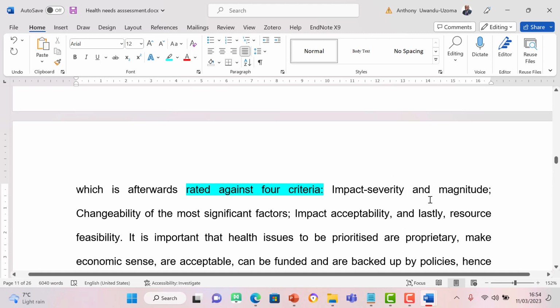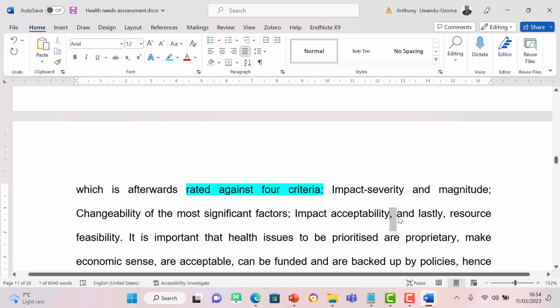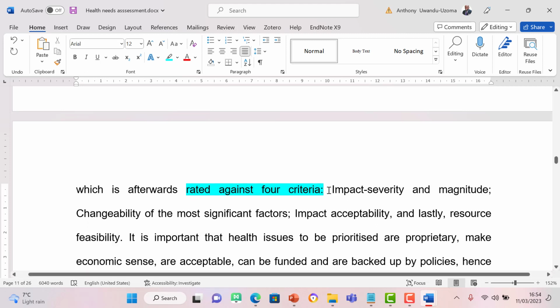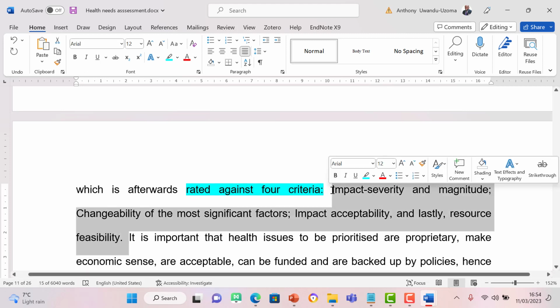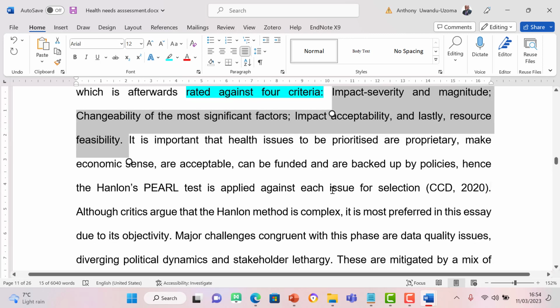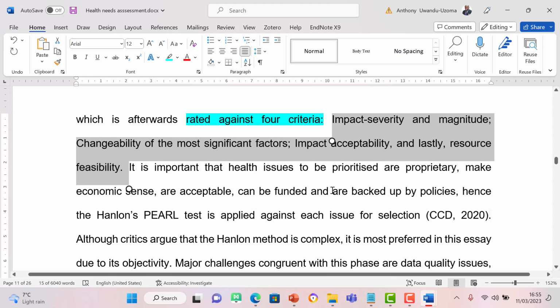The impact, severity, and magnitude. Then changeability, and then acceptability, and then resource feasibility. So these are similar to what I have listed in my own slide. These are just in other words. So there is no single criterion for assessing the priority of the program that you want to implement.